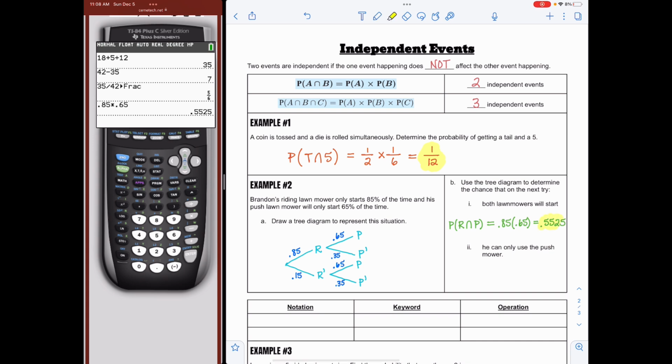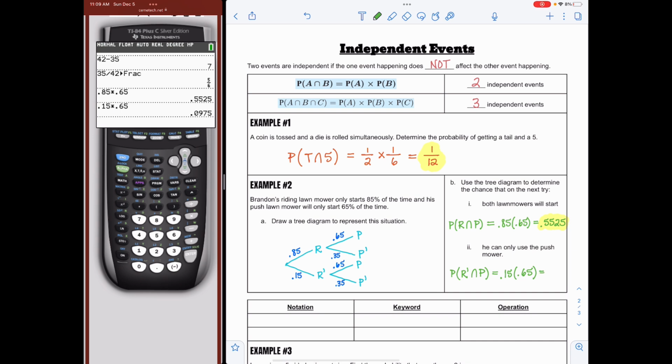That is the probability. Or we could say 55.25%. The next one, it says he can only use the push mower. So what that means is that we want to find the probability that the riding lawnmower does not start and the push mower starts. So the probability that the riding lawnmower doesn't start is going to be 0.15 times the probability that the push mower is going to start, which is 0.65.